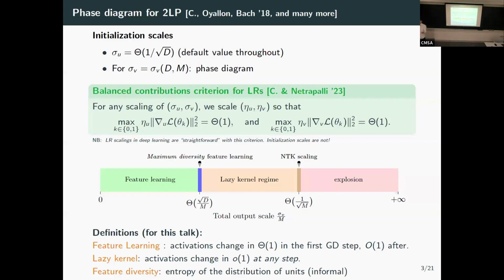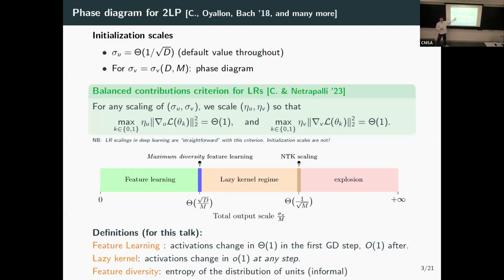So why does this happen? It's because the output layer weights, this V, are too large, and any small modification of the pre-activation will be amplified by the output layer. And if I change the input weights too much, I will make the output of the neural network explode. So you have to decrease the learning rate, which is automatically done via this criterion. And you're in this lazy kernel regime where you can linearize the neural network around its initialization. Then you have this scaling at 1 over square root m, where the first output is bounded by the central limit theorem, and beyond that you explode. Okay, so those are the various phases that we have.